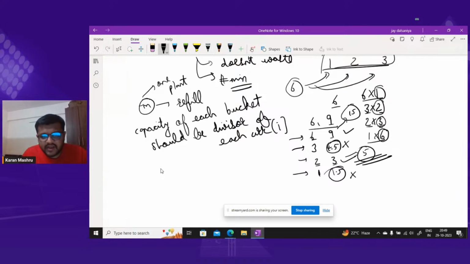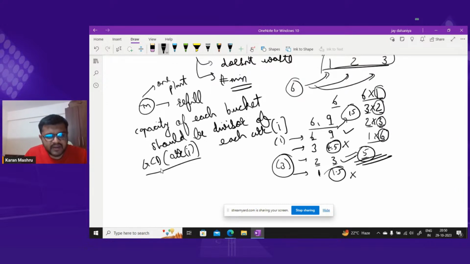For example, here I used the bucket capacity to be 1. Here I used the bucket capacity to be 3. Since I used a 3 capacity bucket, I needed 5 buckets. Here I used a 1 capacity bucket, so I needed 15 buckets. So I will choose 3, right? So what is the maximum number which is the divisor of all the numbers? It is nothing but the greatest common divisor of all the elements of the array. So if I find the greatest common divisor of all the elements of the array, that would be the bucket size.